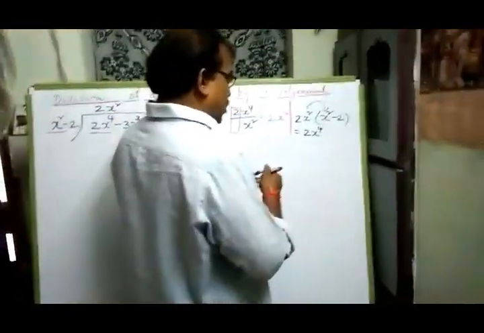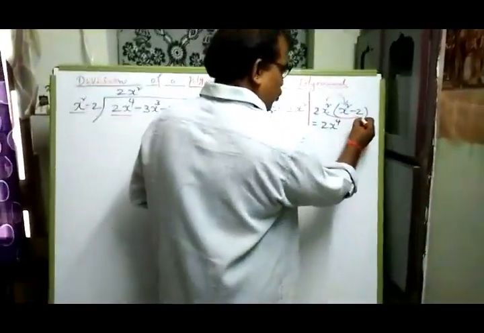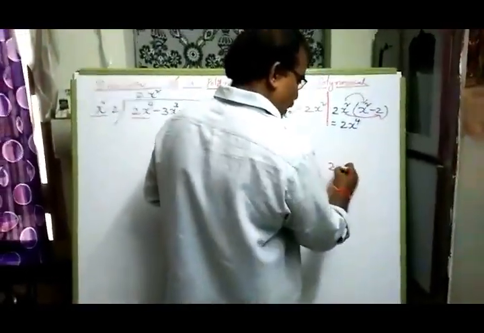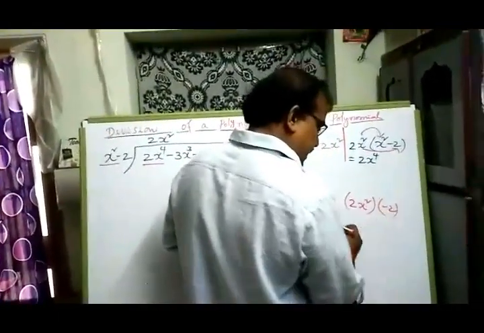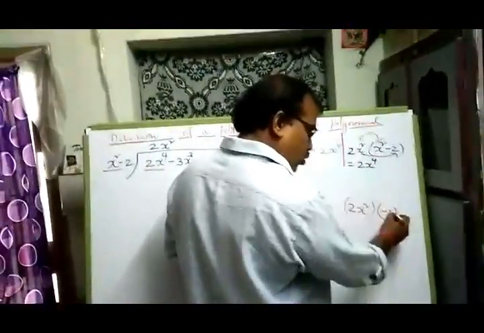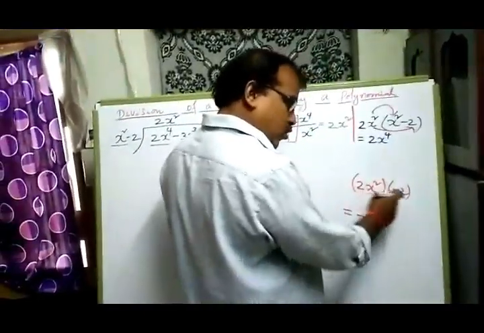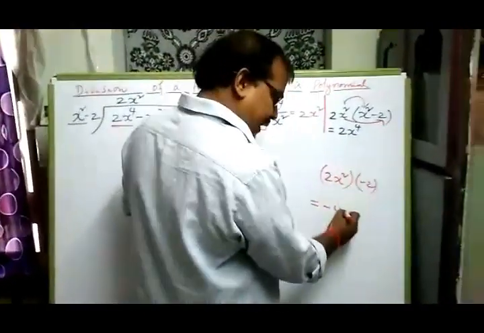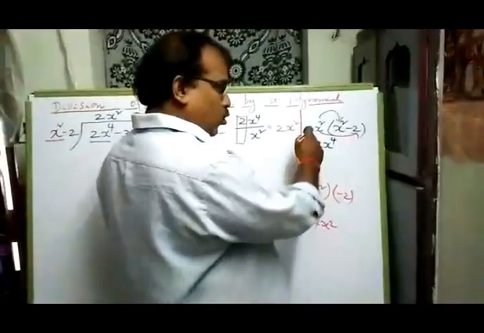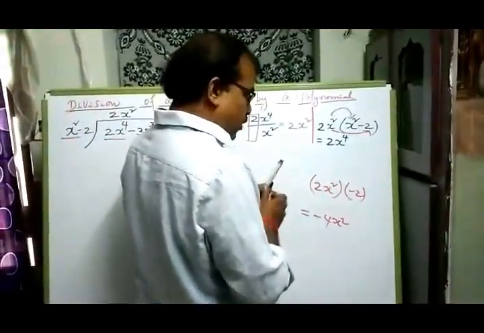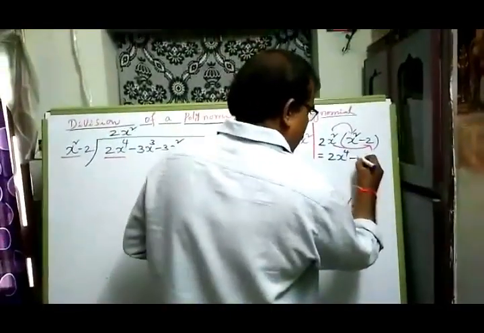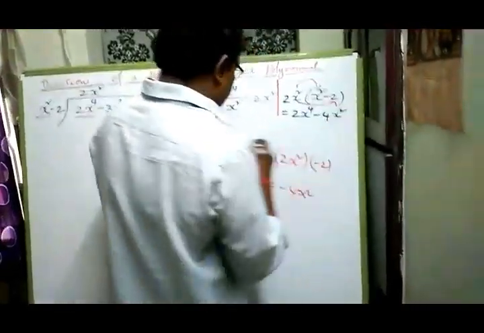Next one, 2x square into minus 2. That is nothing but 2 into minus 2, minus 4, x square only one term. That's why 2x square into minus 2 is nothing but minus 4x square.